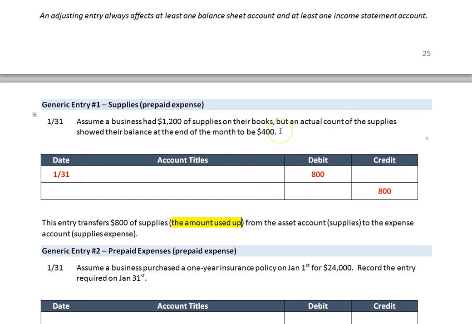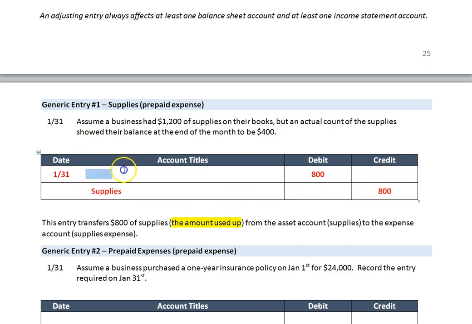All right, now we have to think about what two accounts are affected here. Effectively, we have this $1,200 in our supplies asset account, but now we count it and realize we don't have that many supplies, right? So we need to move it out of the supplies asset account. So I'm going to credit that account. Remember, it's an asset. So I credit the asset to reduce it. Assets have a normal debit balance, but you credit them to reduce them.